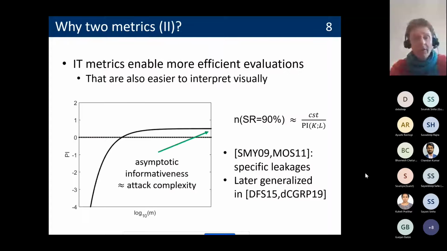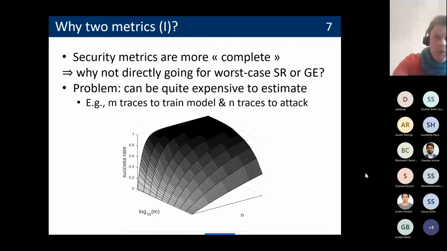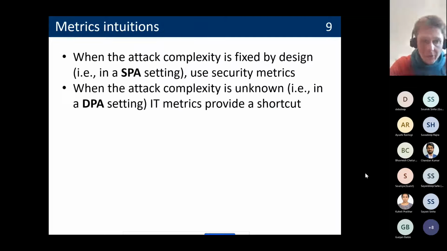Why? Essentially because when I go back here, there's no need to cover the whole axis of the n values, because the n value is fixed. By contrast, if you are in a situation where the attack complexity is not known in advance, then of course you are in the case of DPA security, the DPA setting, and DPA stands for Differential Power Analysis. And then IT metrics are very interesting because they provide a shortcut.